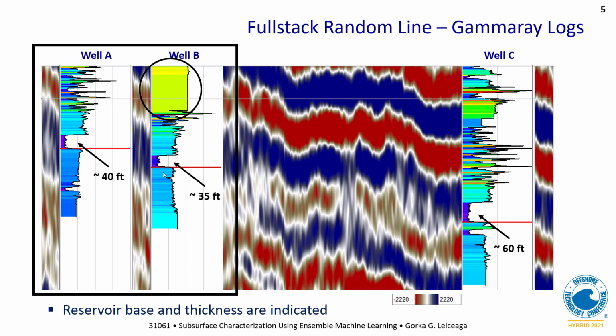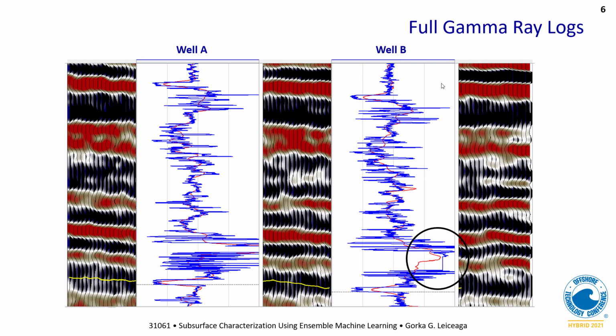Reservoir base here is indicated in red. So now this is the full gamma ray logs, and you can see there was a washout here, I guess. I'm not really sure, but it was a bad gamma ray. And I will again mention this later on.